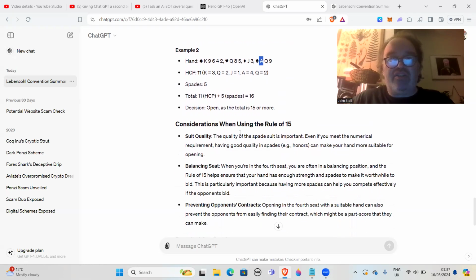All right, considerations when using the rule of 15. Suit quality. The quality of the spade suit is important. Even if you meet the numerical requirement, having good quality in spades, e.g. honors, can make your hand more suitable for opening. Yeah, I agree.